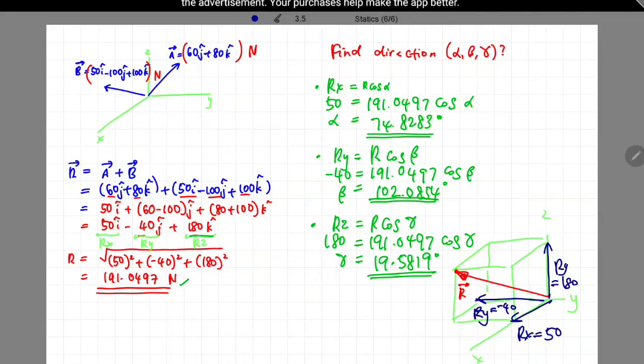Okay? Okay, kita pun dah calculate the alpha, beta, gamma angle. The alpha angle is the angle along the x-axis, which is this side. So this is 74.8 degrees. And then the beta angle is the angle of the vector along the y-axis. So this is our beta angle, and the value yang kita kira tadi is 102.09 degrees. And then respectively, the gamma angle is the angle along the z-axis. So kita dah kira tadi, the angle is 19.58 degrees. So this is the direction of the R vector.